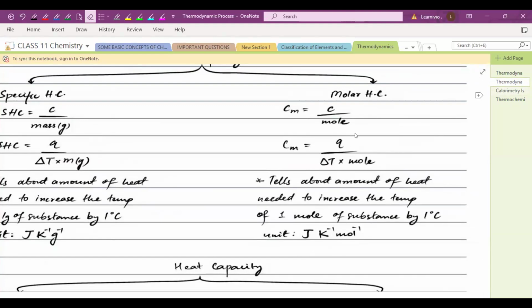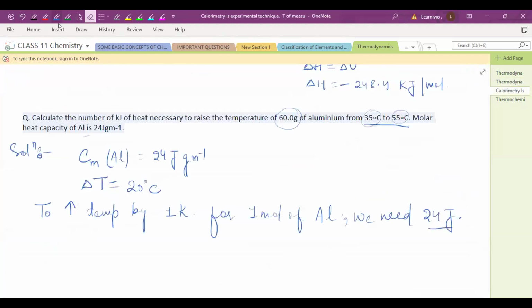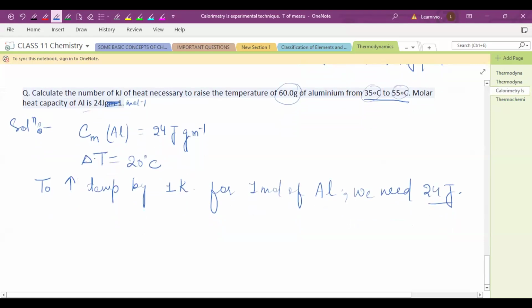So you can check here, joule per gram. Here the joule per gram, so you can correct it. It should be joule per mole, because it's a molar heat capacity. If it is a specific heat capacity, then the unit should be joule per gram. But it's molar heat capacity, so its unit should be per mole. So what does this mean? Molar heat capacity means we are talking about per mole, right?